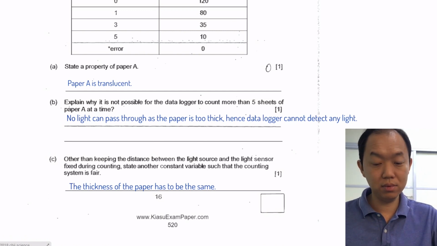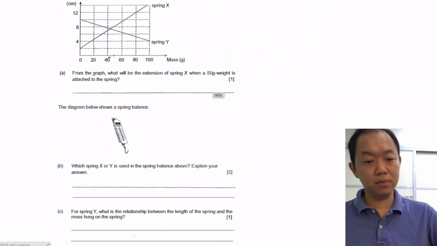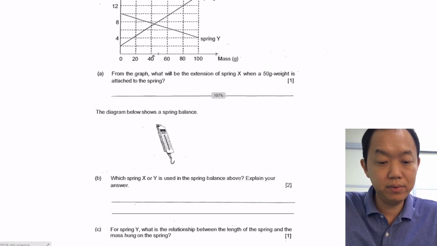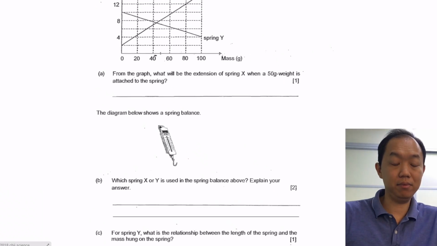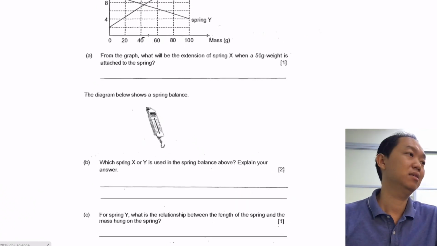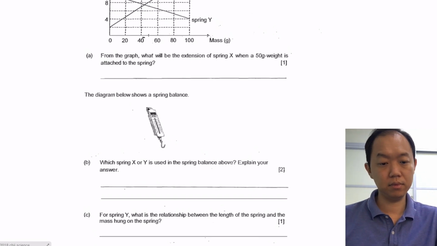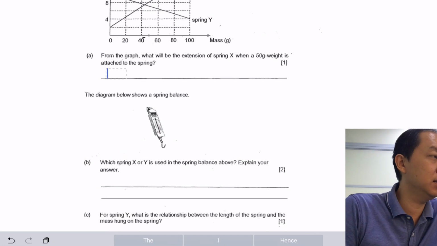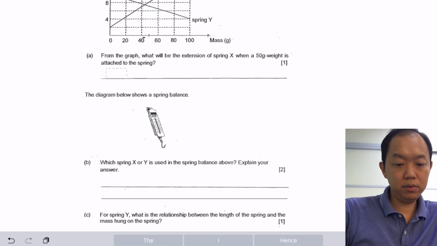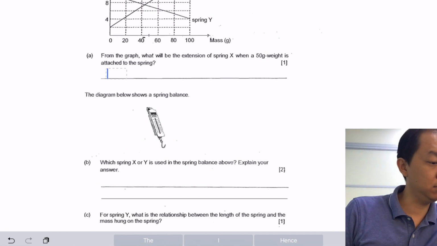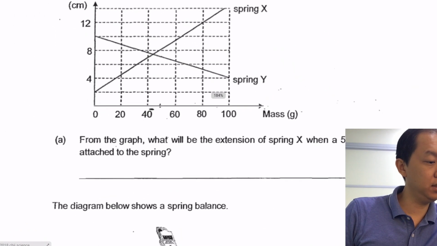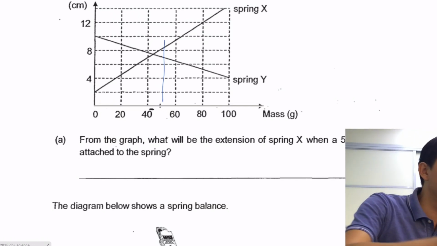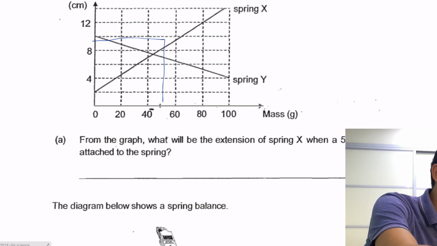Next, last one. Let's go. Okay, so from the graph, what will be the extension of spring X when a 50-gram weight is attached to the spring? So we look at spring X, 50 gram. The keyword is extension. What's the original length of the spring? When you put 50 grams, it's somewhere here in the middle.